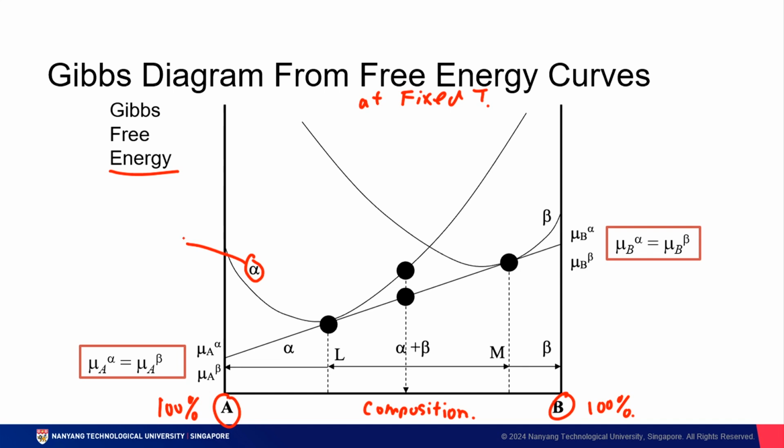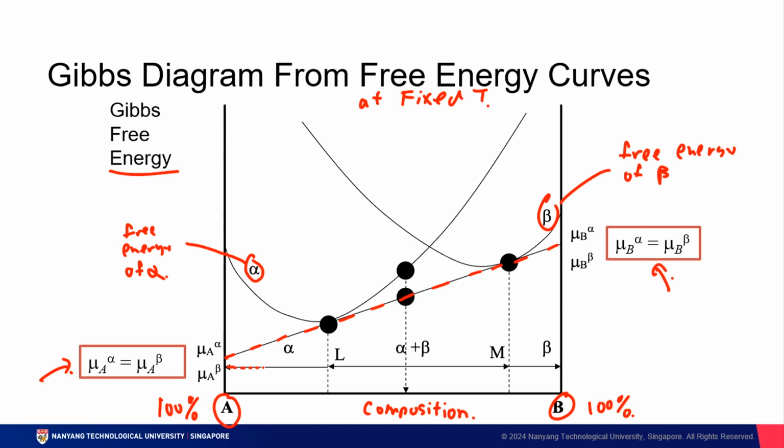This curve represents the free energy of alpha, and this curve is the free energy of beta. Tangentially, if we were to draw a straight line through the base of the minimum of both the free energy curves of alpha and beta, this point represents equilibrium points where the chemical potentials are equivalent to each other.